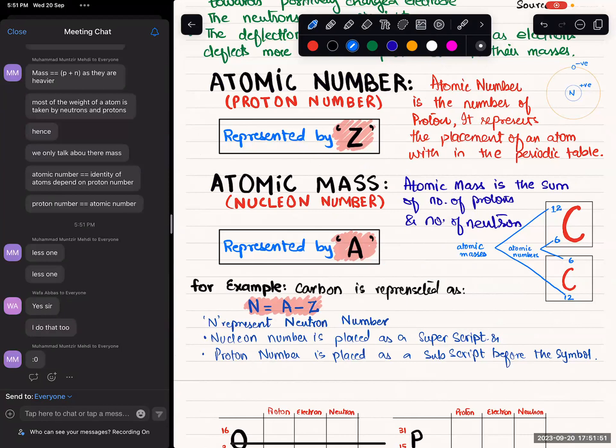For example, you have carbon represented over here. If somehow they ask you the atomic number and the atomic mass, can you tell us the proton number? No, what's the neutron number in it? Guys, remember, the neutron number is mass minus proton. So in the condition of carbon, the neutron number is 12 minus 6, which makes it 6. So it's about the superscript and the subscript, okay?